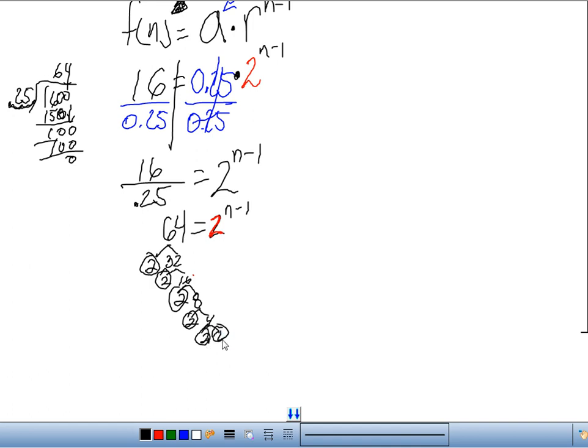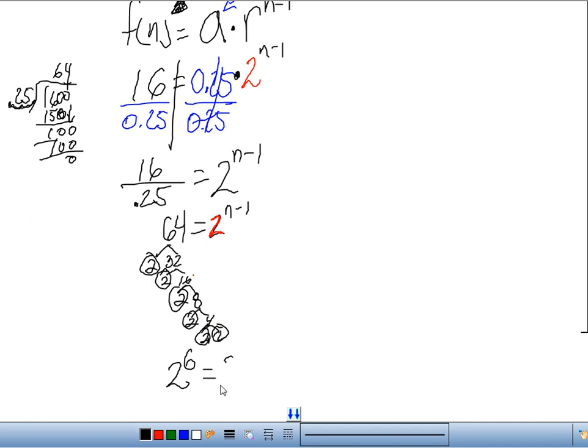All right. So how many 2's do you see? 1, 2, 3, 4, 5, 6. So I'm going to write 64 like this: 2 to the 6th power. Do you agree with that? Yeah, because if I multiply 2 times 2 times 2 times 2 times 2 times 2, it gives me 64, or 2 to the 6th. All right, bring down the rest.